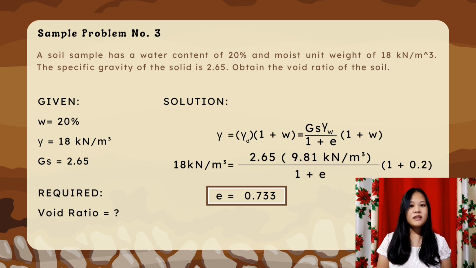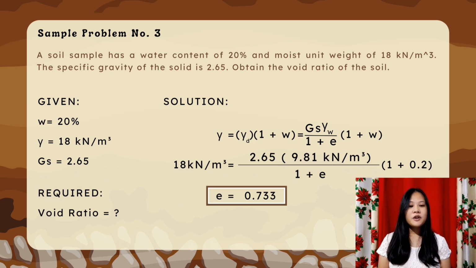Pero kung titingnan natin, ang meron lang sa formula na yon na pwede nating lagyan ng given ay ang water content at ang unit weight. So, kailangan pa nating mag-derive. And kung titingnan natin yung dry unit weight, may formula siya, which is yung specific gravity times the specific weight of water over 1 plus void ratio. Doon, nandoon yung specific gravity at meron ding void ratio. Pwede natin siyang i-substitute doon sa nauna nating formula.